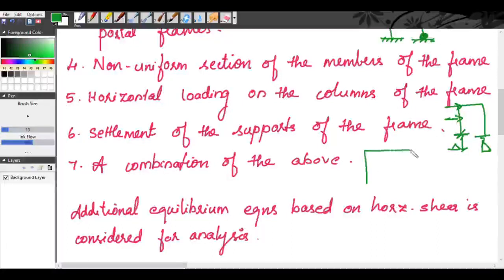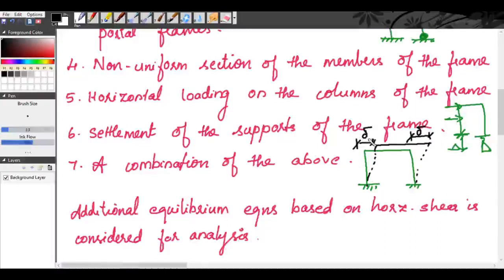So what is called sway? Your portal frame will be moving either towards the left or towards the right. So if it is moving towards the right, it will be like this. This movement, this sway, is your delta. That is displacement or deformation. And here also you will have delta. These both will be the same.